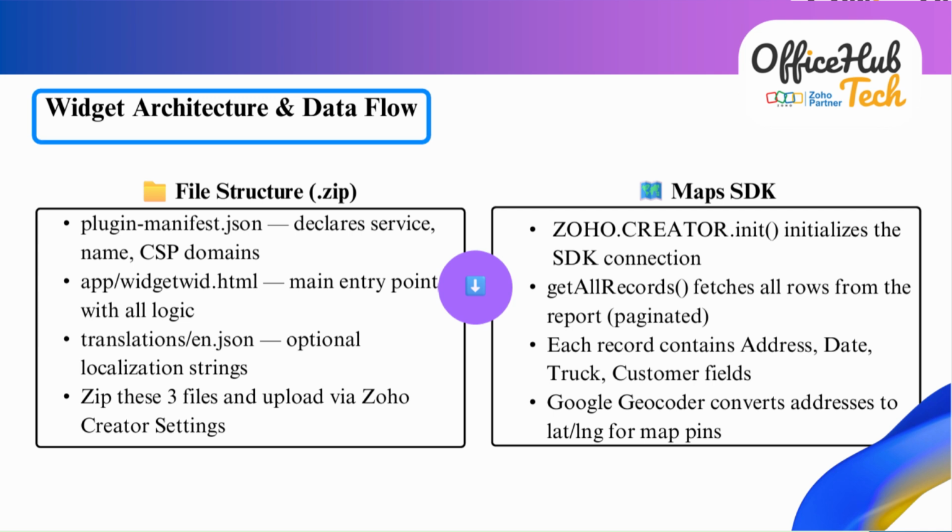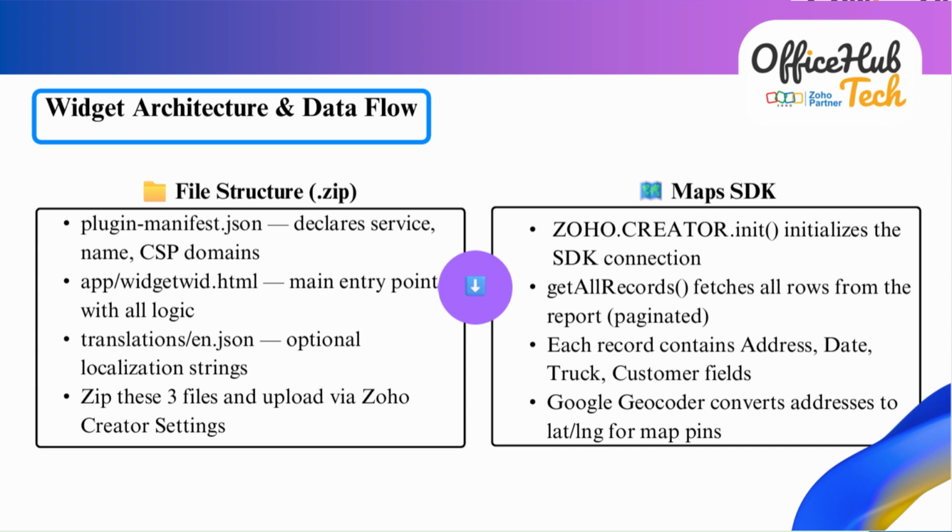When the widget loads, it first calls zoho.creator.init, which is the initialization of the Zoho Creator SDK connection. Then it gets all the records to fetch delivery data from the report. Because some apps have hundreds of records, it uses pagination. It pulls 200 records per page and loops through the data. Each record comes back with the fields you care about: the delivery address, date, truck number, and the customer name.